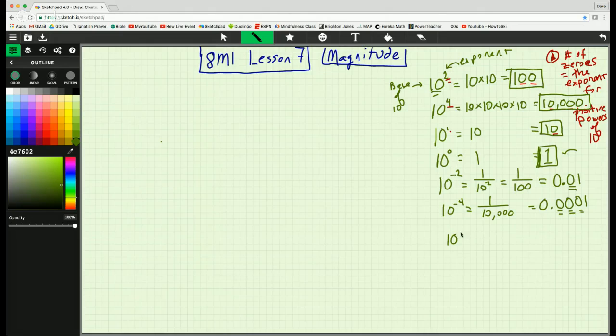So 10 to the -6th, which is equal to 1 over a million, 6 zeros. There'll be 6 zeros here. But here you're going to have 5 zeros after the decimal. 1, 2, 3, 4, 5. This will be 5 zeros.